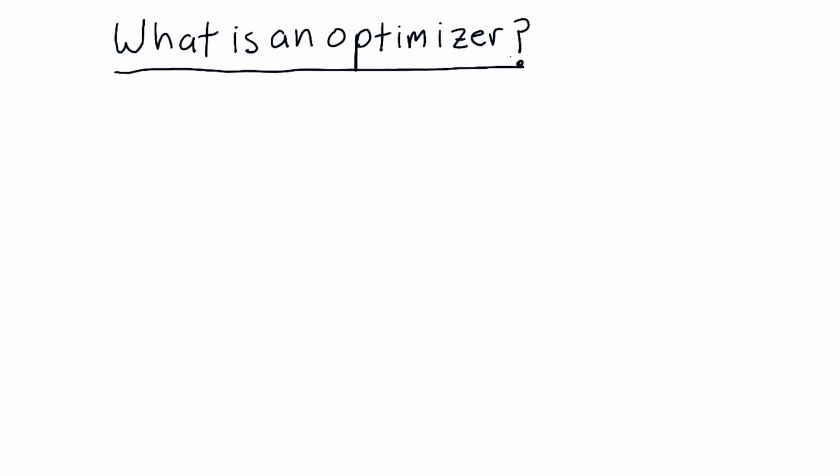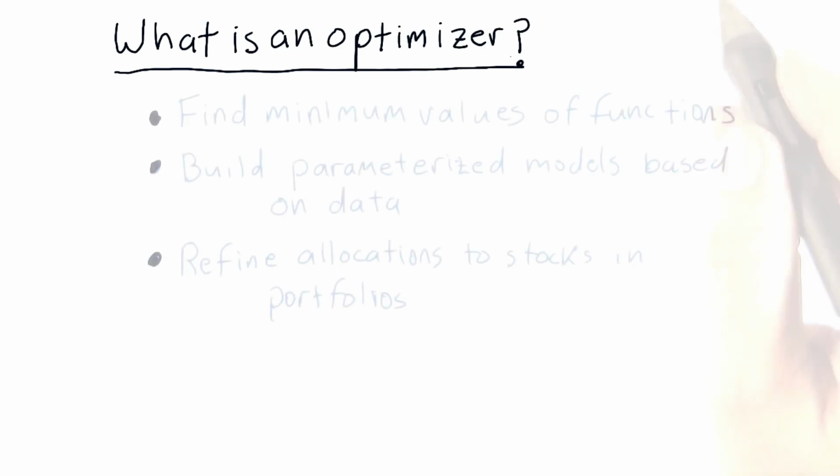In this lesson, we're going to look at optimizers. Optimizers sound scary, but they're really cool and really fun. I'm going to show you all kinds of neat things you can do with optimizers. What is an optimizer? An optimizer is an algorithm that can do the following things.